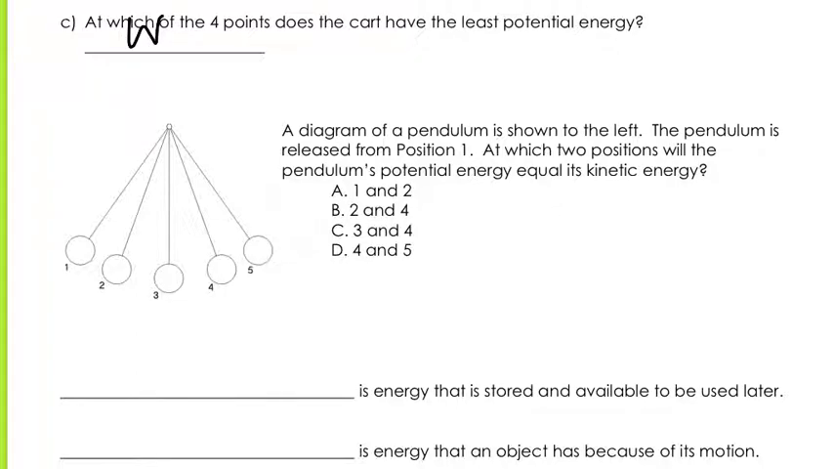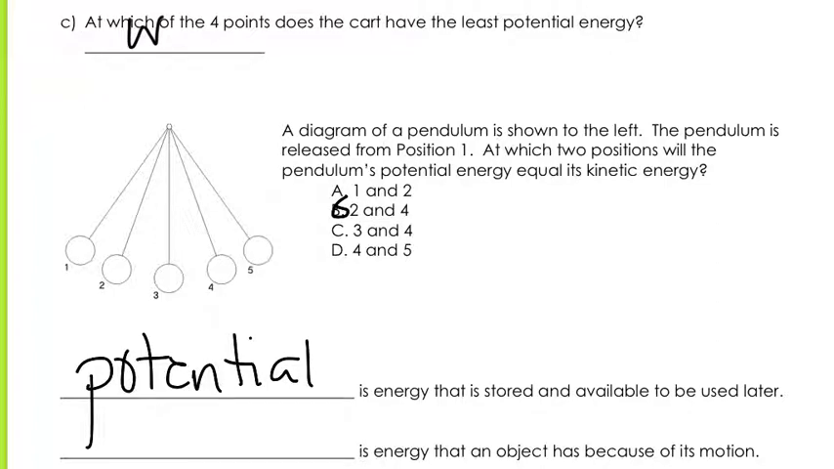A diagram of a pendulum is shown to the left. A pendulum is released from position 1. At which 2 positions will the pendulum's potential energy equal its kinetic energy? It should be B, positions 2 and positions 4. Remember that kinetic and potential energy are going to flip-flop as you go back and forth. Blank is energy that is stored and available to be used later. That's potential. Blank is energy that an object has because of its motion. That's kinetic.